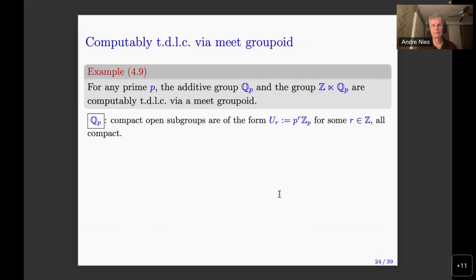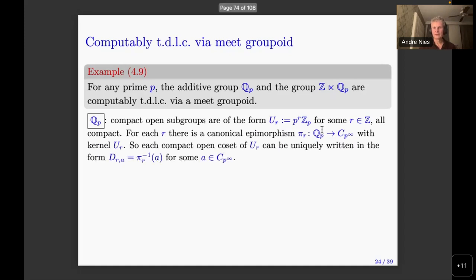First, I have one slide explaining why Q_p and Z split extent Q_p are computably TDLC via meet group point. I've already told you Q_p is computable in the other sense. So what you do here is simply number all the compact open subgroups. They're just p^r times Z_p for an integer r. Because if I take the quotient, I get C_p infinity, the Prüfer group, I can number the cosets by saying what its image is in the Prüfer group. So that gives a nice numbering of all the cosets, and that gives the domain of the computable copy of the meet group point. And then you show all the other conditions hold.